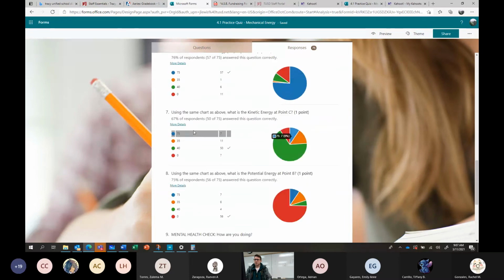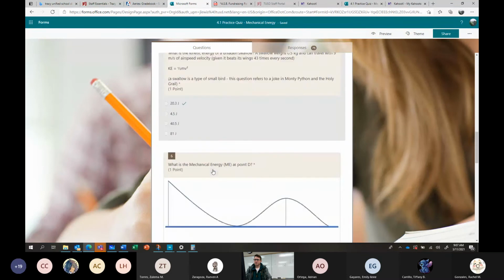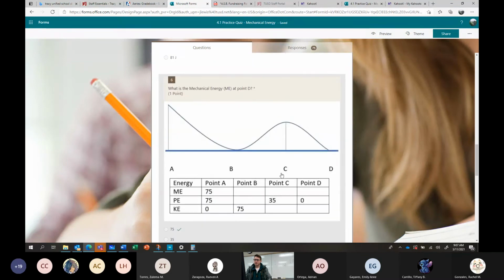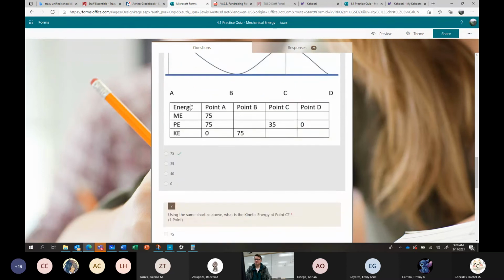All right, and numbers 6 through 8 deal with this picture. What is the total mechanical energy at point D? Well, remember, the mechanical energy is the total. It doesn't change. It's the same everywhere. So we have it at point A, so that's the same at point D. So it's 75, 75, 75.